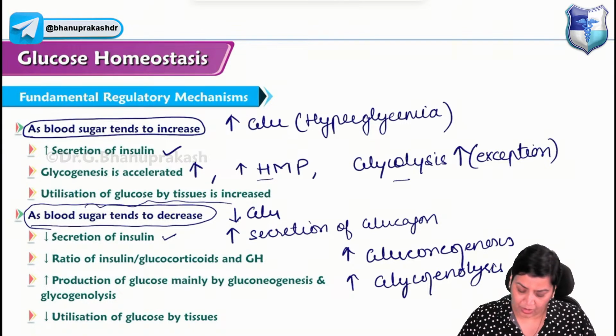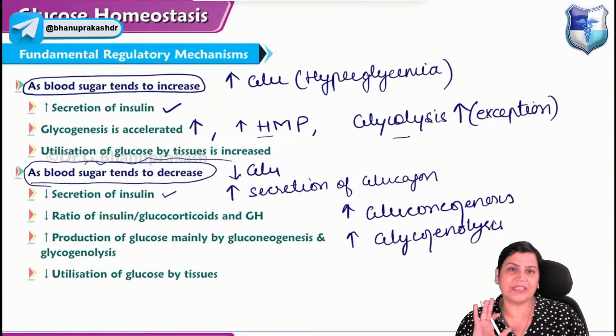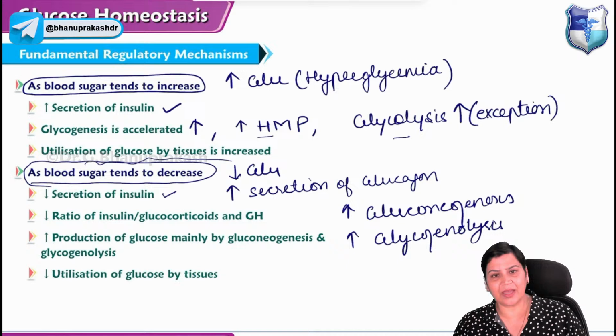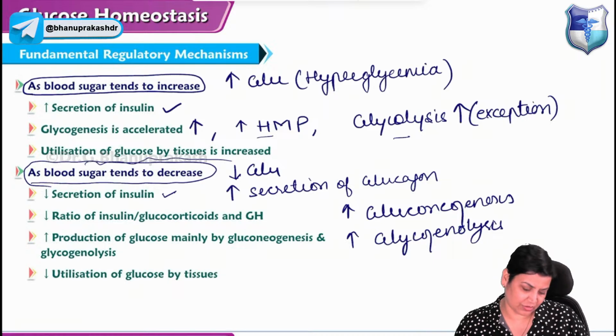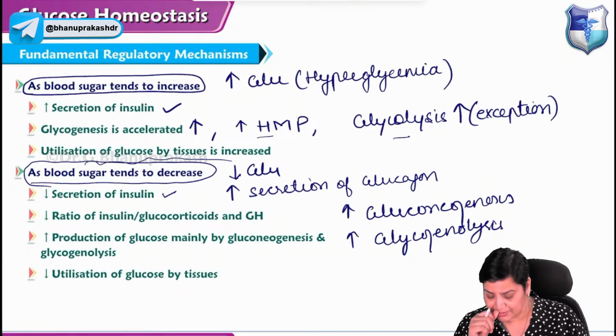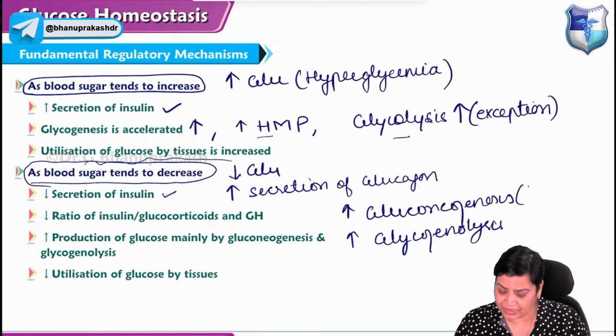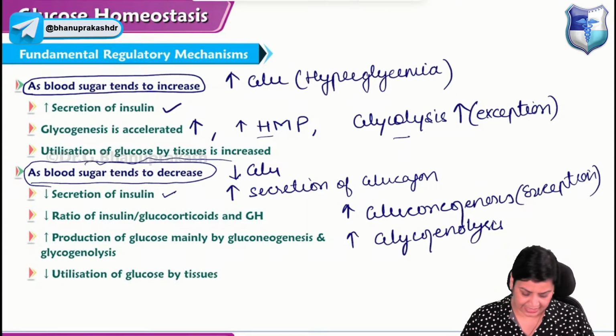Clear? Now, after this, what is the fundamental regulatory mechanism? Hyperglycemia will lead to anabolic processes. Hypoglycemia will lead to catabolic processes. But there is an exception: glycolysis is an exception and gluconeogenesis is an exception. This again I will explain later.